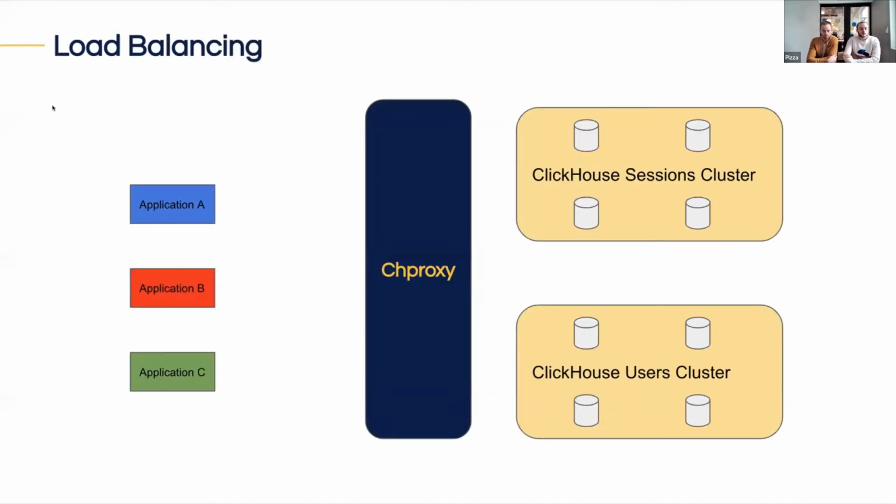ClickHouse proxy also implements load balancing. Let's imagine that application A makes a query. The query will be routed to a specific shard in the ClickHouse session cluster. And if application A executes a new query, Chproxy will round robin the request to another shard in order to spread the load on the ClickHouse cluster.